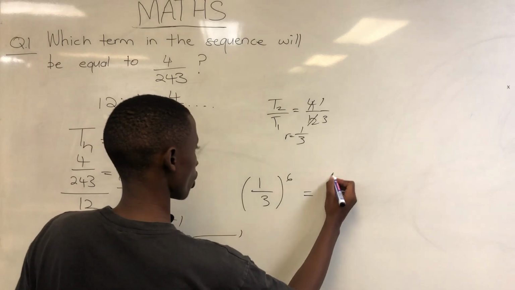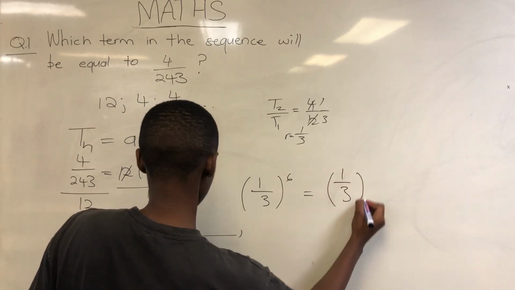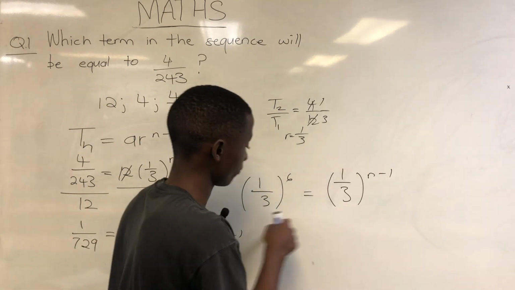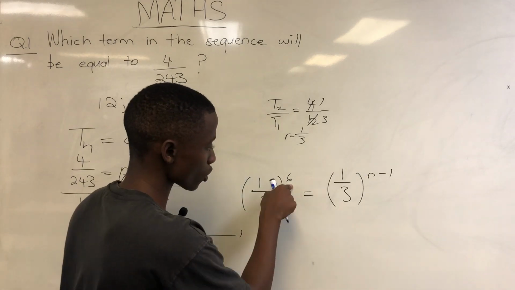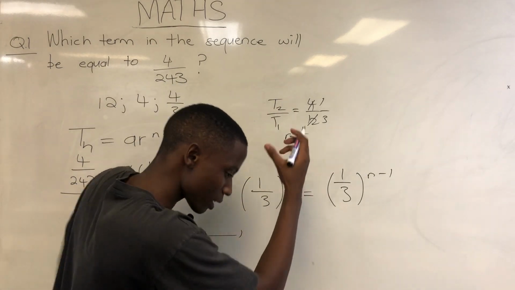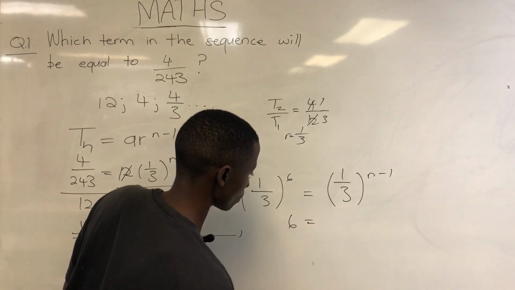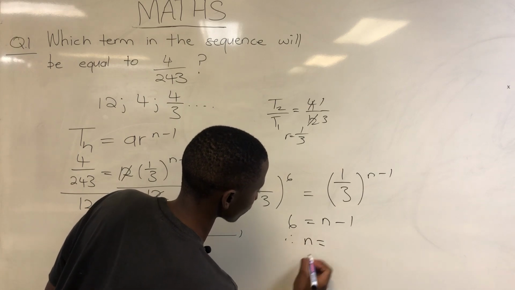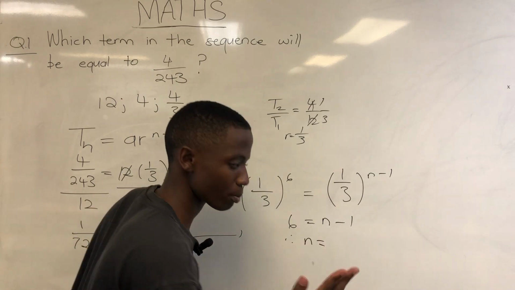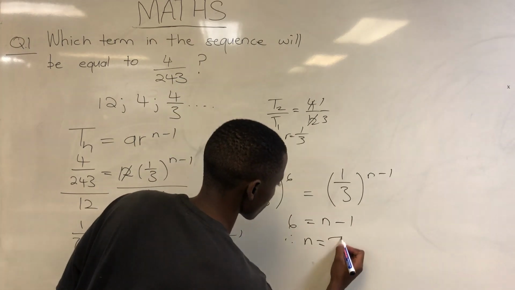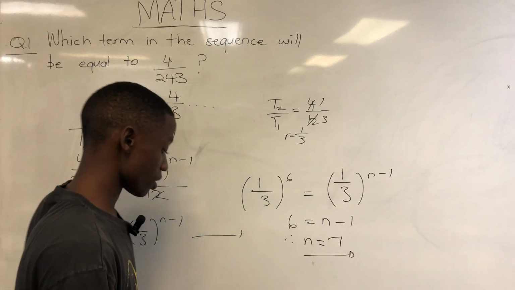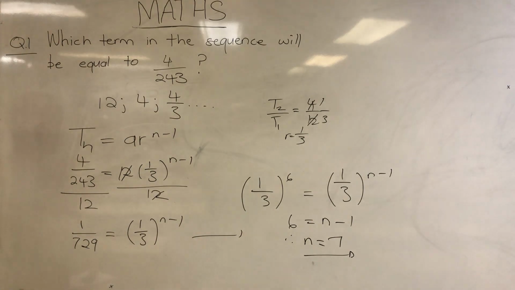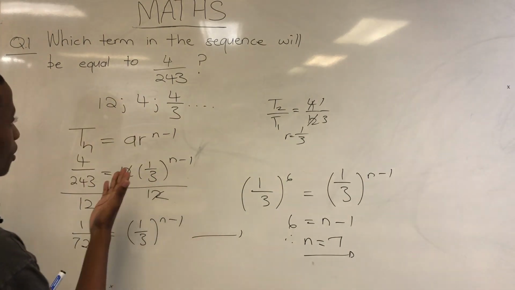So this equals 1 over 3 to the power of n minus 1. Now the bases are the same, so we want to solve for the powers. We bring down the powers: 6 is equal to n minus 1. Therefore n equals 6 plus 1, which is 7. So the term in the sequence equal to 4 over 243 is the 7th term.